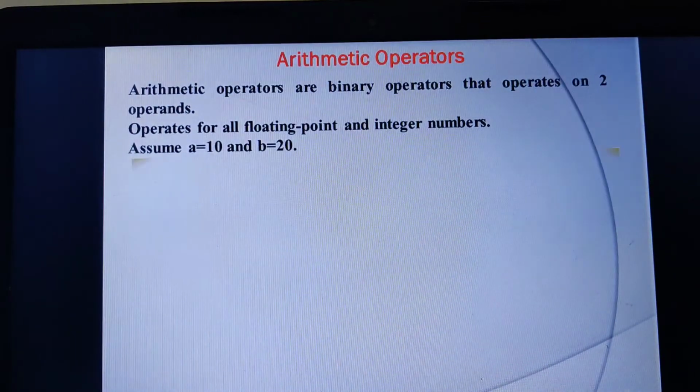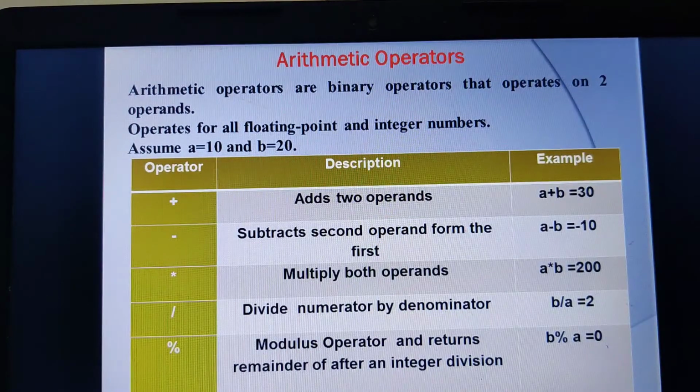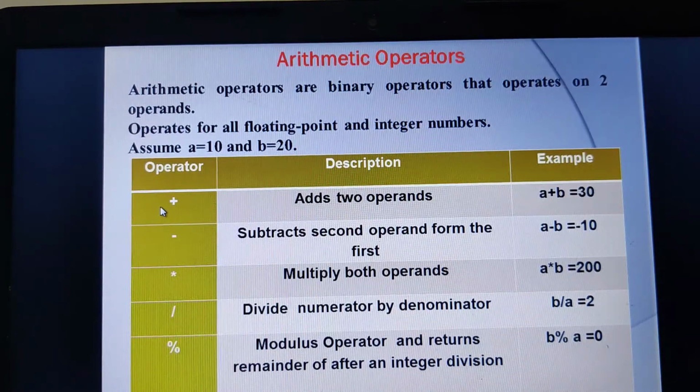Moving on to the first one, that is arithmetic operators. In the case of arithmetic operators, as we know, they are always binary operators, because you see here addition, subtraction, multiplication, division and modulus. All these operators always work on two operands. Therefore I can refer to the arithmetic operators as binary operators.